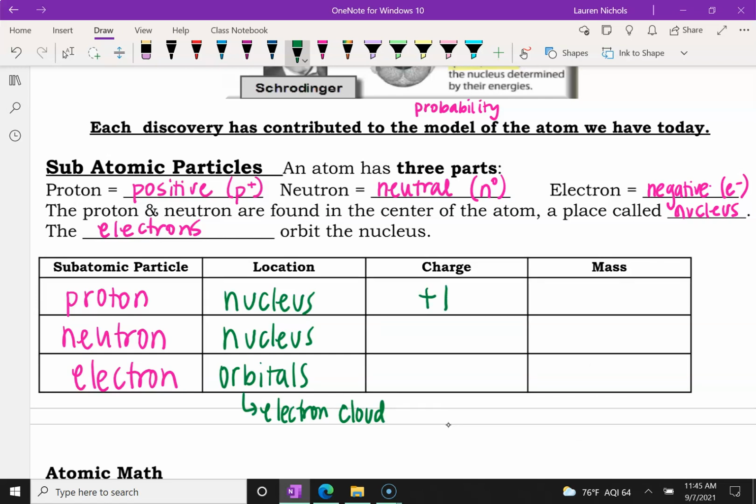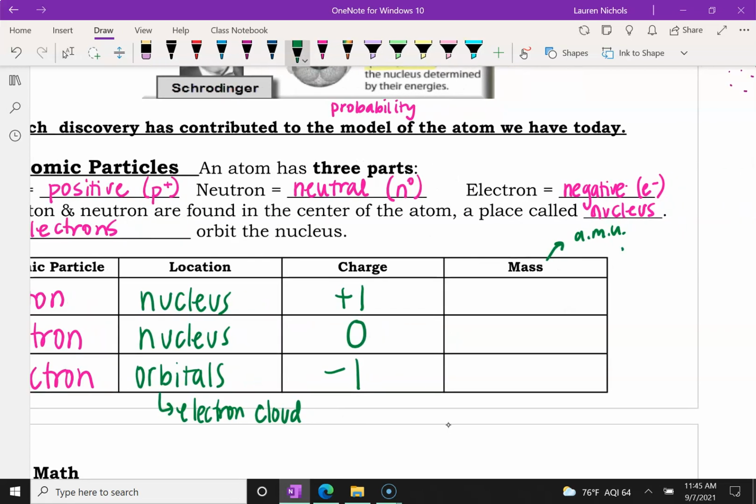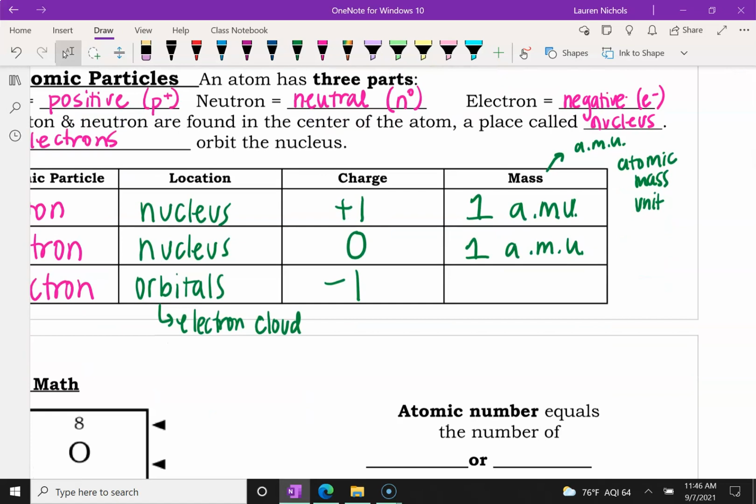Protons have a positive 1 charge, electrons have a negative 1 charge, and neutrons have a charge of 0, or neutral. Now, the mass. There's a symbol, AMU, which stands for Atomic Mass Unit. The atomic mass unit tells you how much it weighs. A proton weighs 1 AMU. A neutron also weighs 1 AMU. It technically weighs a little more than that, but we round it to make our math easier. And an electron weighs 0 AMU.